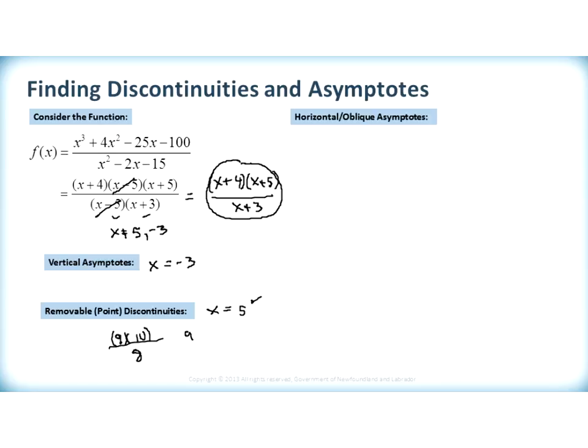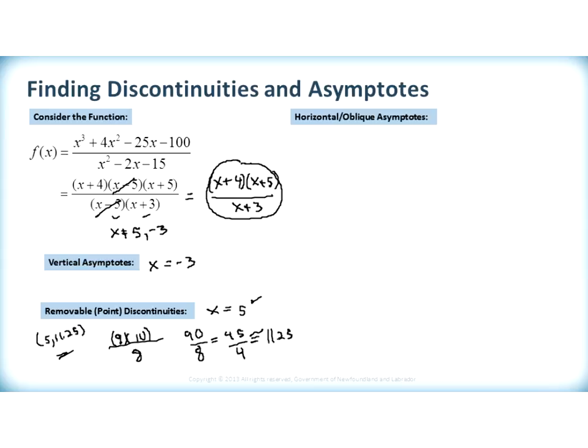So we have 90 divided by 8, and of course we can reduce that. That's going to give us 45 over 4. So that's going to be a point at 11.25 roughly, so about 11 and a quarter for y. So we actually have a removable point discontinuity at (5, 11.25). Remember, that's not a point, it's a non-point.